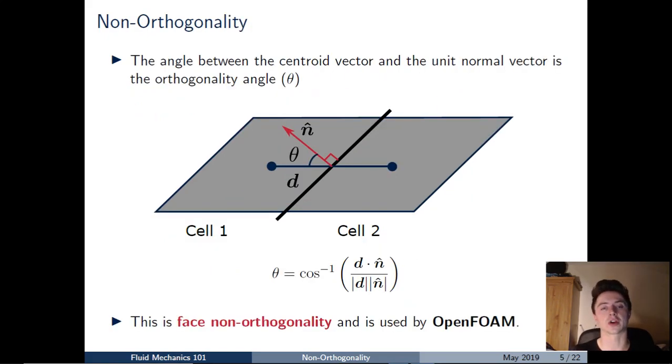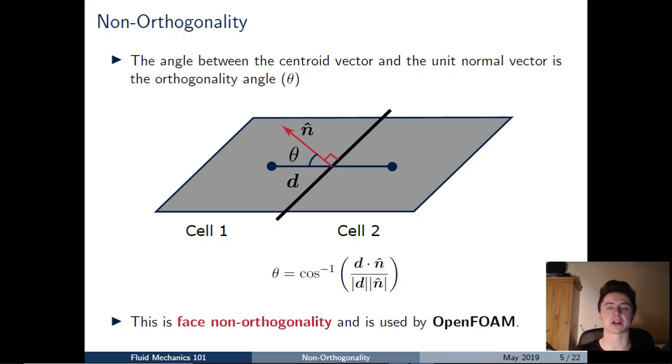Mesh non-orthogonality is defined as the angle between the vector connecting the two cell centroids across the shared face, D, and the unit normal vector N. We're going to give the non-orthogonality angle the symbol theta, which you can see there in the diagram. If we want to compute theta, we can use a rearrangement of the standard cosine rule, which you can see there in equation 1. To get the mesh non-orthogonality, we take the dot product of the vector D with the vector N and then divide by the magnitude of these vectors so that we normalize them.